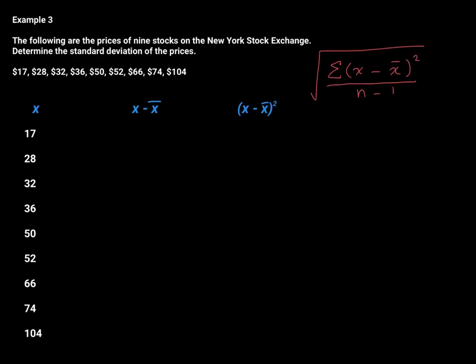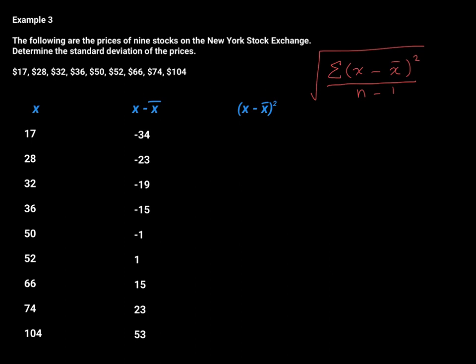All right, I have all of my data values, and now what I need to do is subtract from each one of these values my mean. Remember, the mean is 51, so I need to do 17 minus 51. I need to do 28 minus 51. I need to do 32 minus 51, and so forth. And put those differences here. All right, here are those differences.